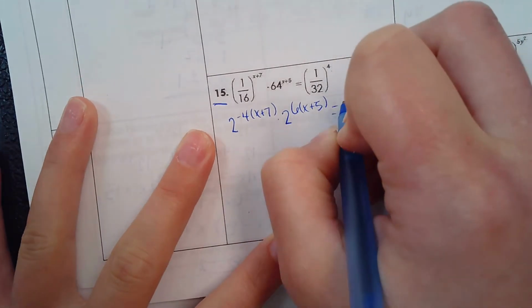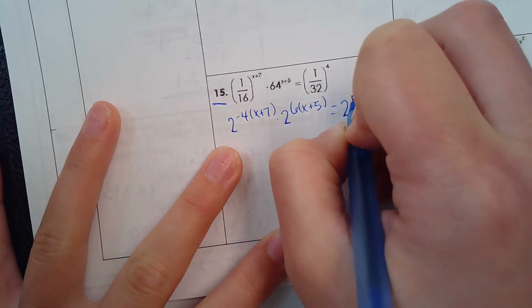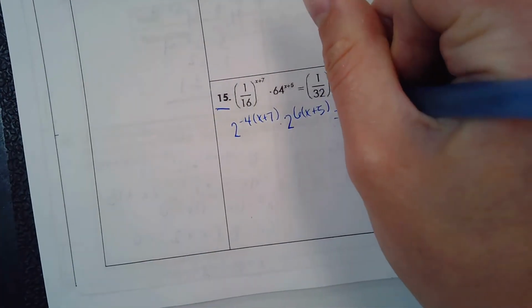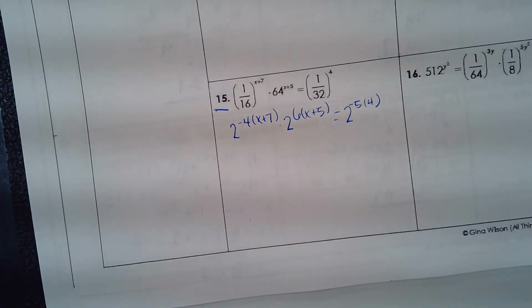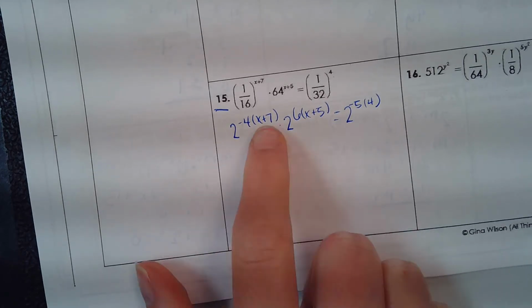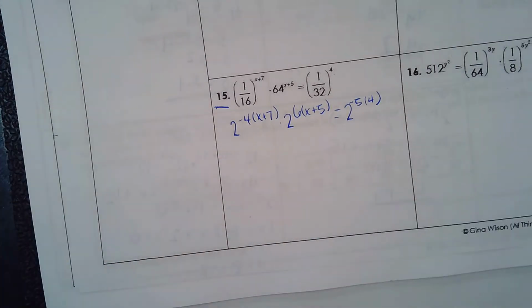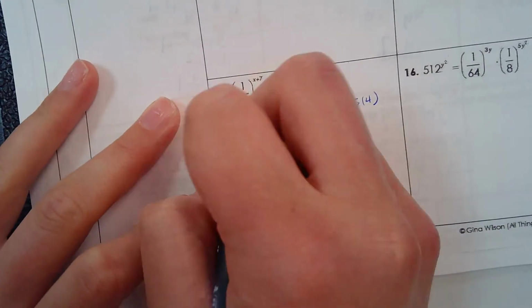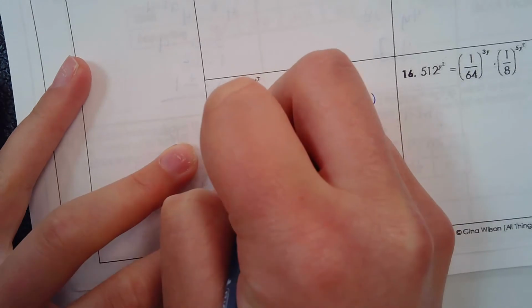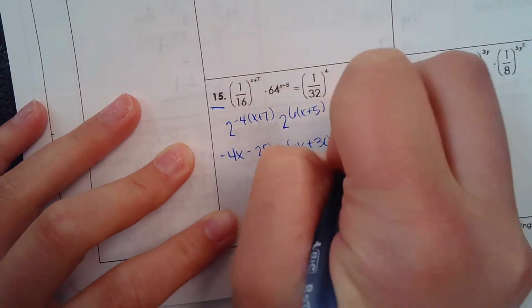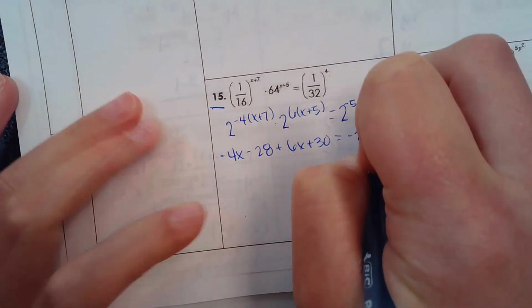And then 2 to the 5th. Oh, negative 5 because it was a fraction. And yeah, that should be good. All right, so on the left-hand side, what are we going to do with those exponents? Add. So distribute, then add. So negative 4x minus 28 plus 6x plus 30 equals negative 20.